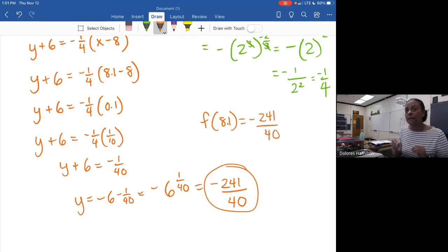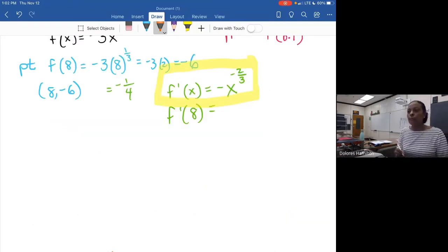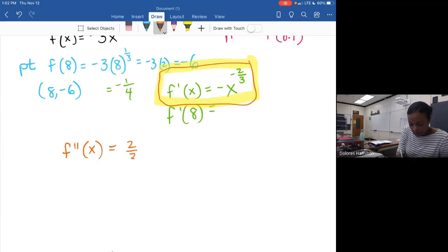Then they asked us if this is an over or an under approximation. So that's when we need to bring in f double prime. So I've boxed what f prime of x is, and I'm going to clean this up so I have a little more space. So now we need to find f double prime. So I'm going to take that f prime of x and derive it. So now I'm on to this. That's +2/3 x to the -2/3 minus 1, -5/3. Yikes. So then our question is, what would the sign of f double prime of 8 be?